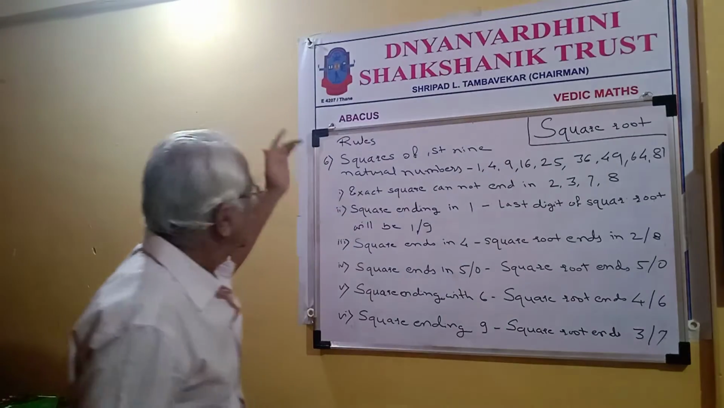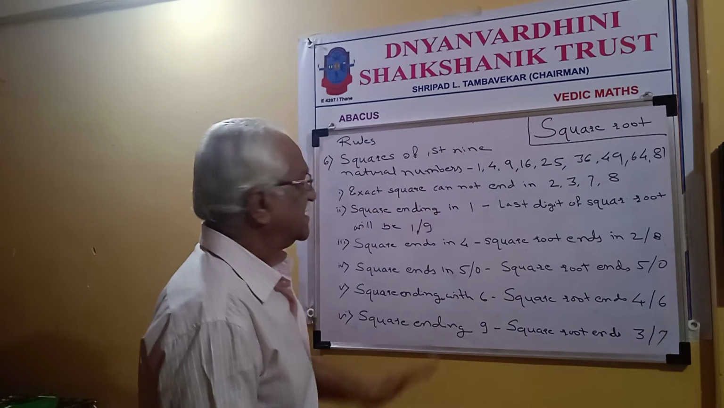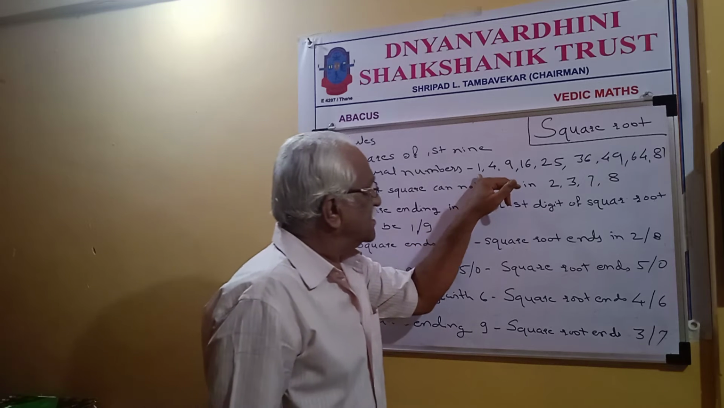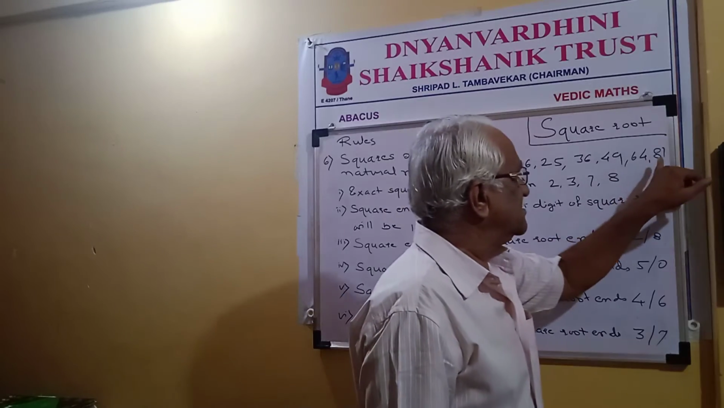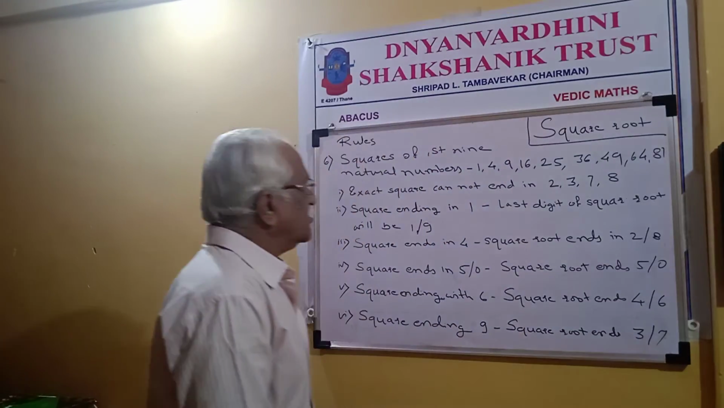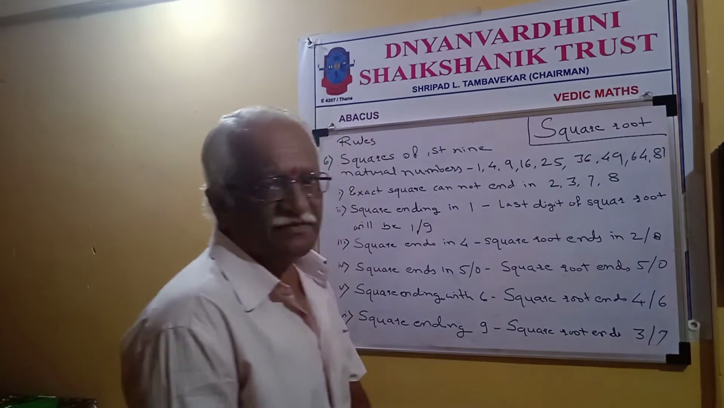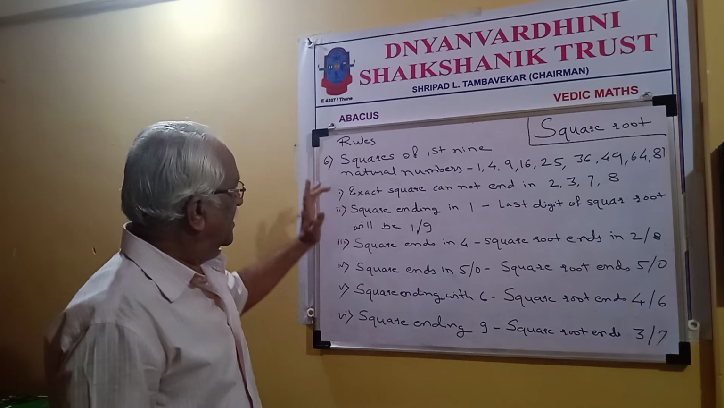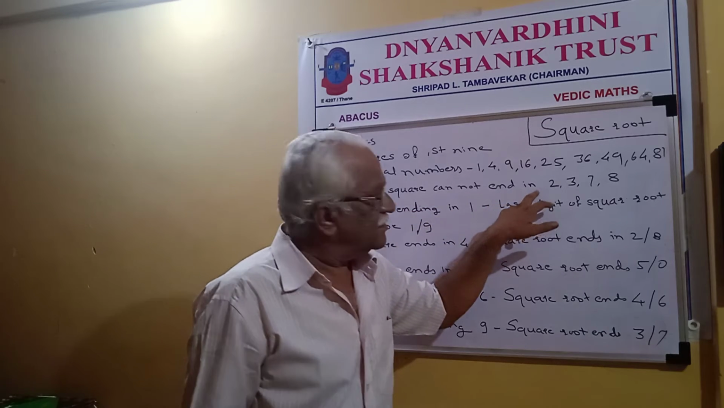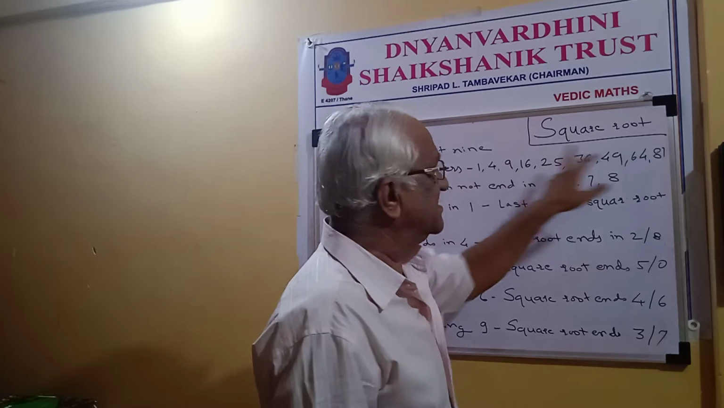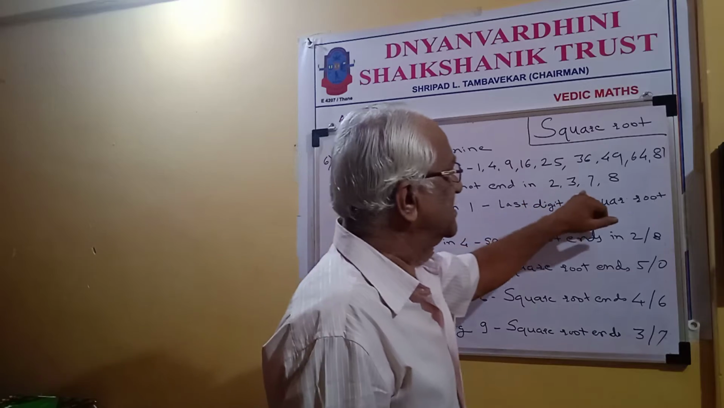Now see the next rule. Squares of the first 9 natural numbers are 1, 4, 9, 16, 25, 36, 49, 64 and 81. Just look at these numbers, then we will find some rules. Exact squares cannot end in 2, 3, 7, 8.